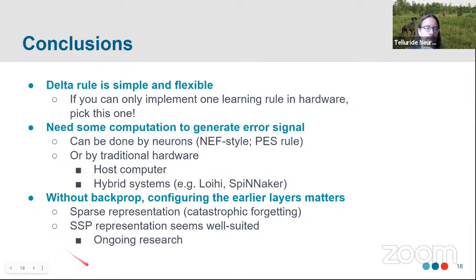If you are doing this style of learning, configuring that earlier layer really matters, in a way you may not be used to if you're only used to using backprop. So playing around with these sparse representations seems really useful. And this circular convolution style representation I was talking about also seems pretty well suited, but that's also ongoing research. All right, that's my whirlwind overview.